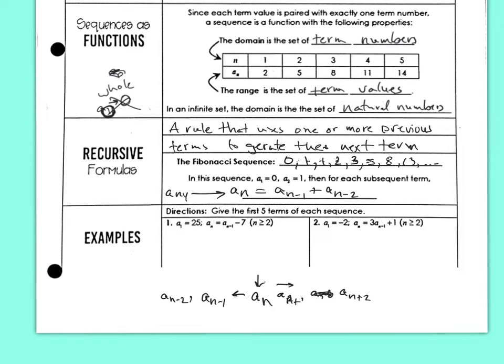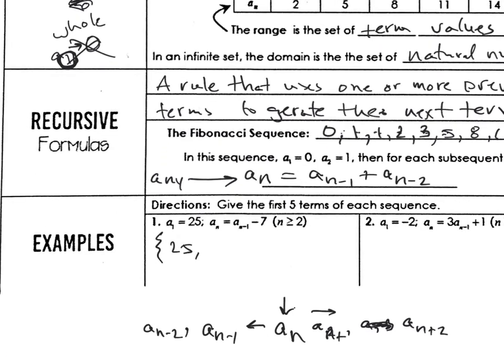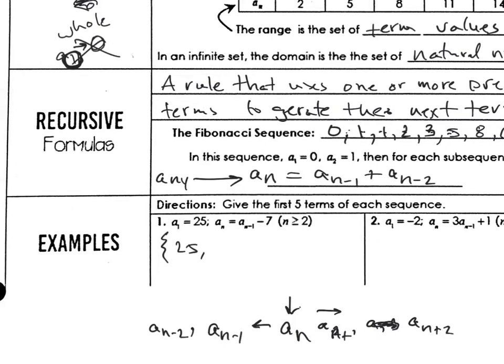All right. Now, some actual problems. Give the first 5 terms of each sequence. Again, I'm going to use a little set notation. The first term they tell you is 25. Then notice, they say, to get to the term you're looking for, a sub n, you're going to take the term before it and subtract 7. So this is a fancy way of saying just take that number and subtract 7. So you just have to be able to read this notation.